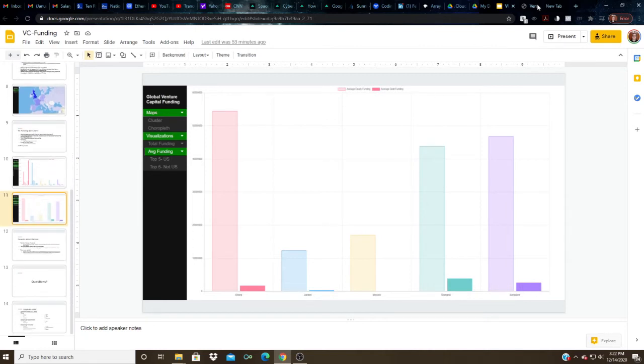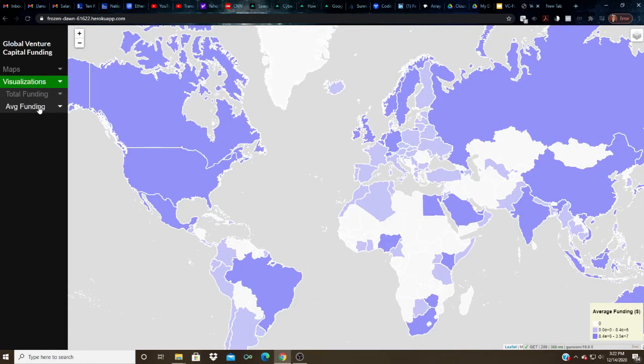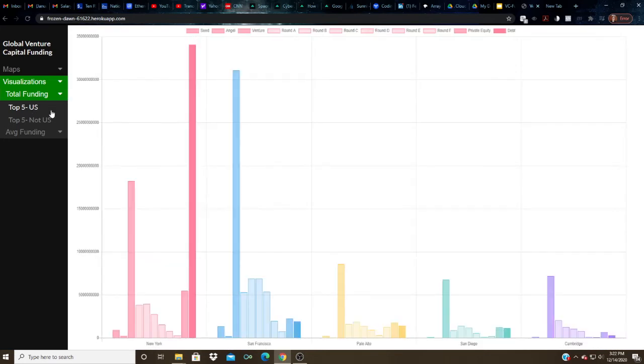You can see some examples in the presentation, but it makes more sense to go to the app itself, and you can go to total funding. This is how we identify the top 10 cities worldwide, or United States and not United States, foreign. Here you can see the more complete data, with the different types of funding represented at the top: seed, angel, venture, round A, B, through F, private equity, or debt. I don't have a startup and I don't really know the distinctions between the different rounds, but that might be useful to someone.